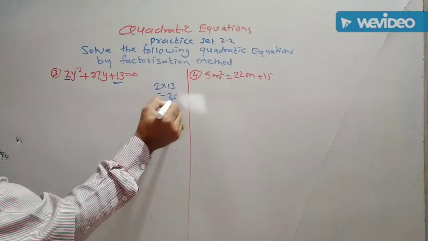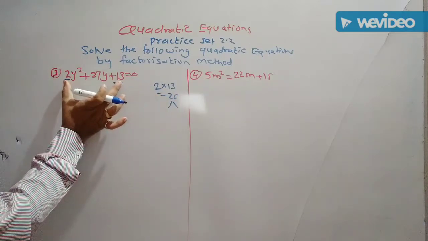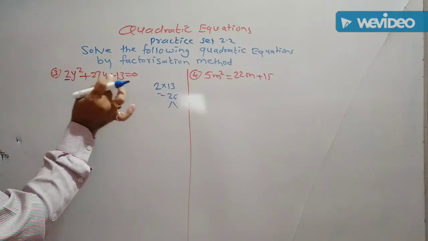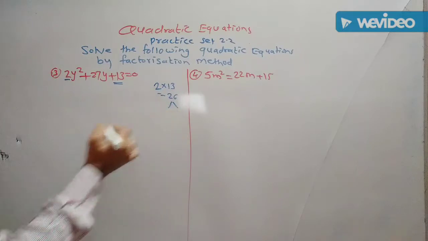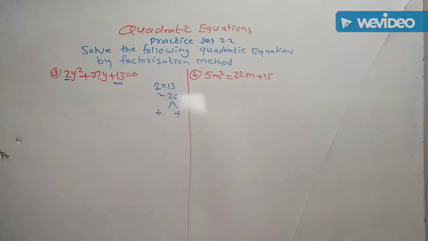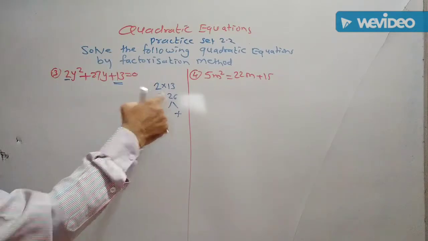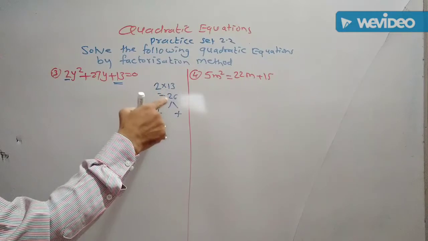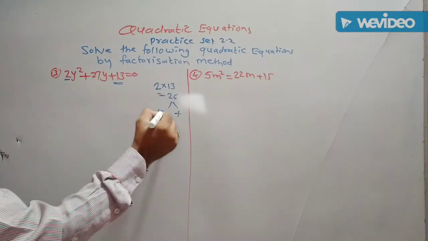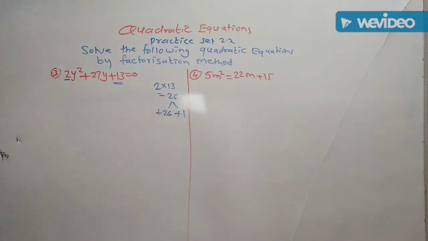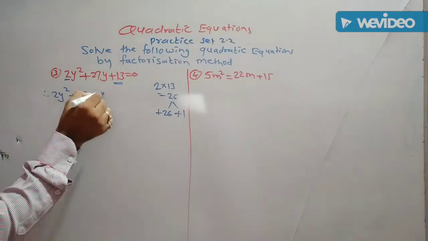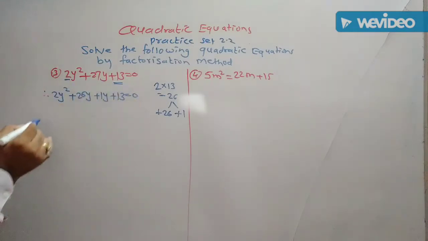13 into 2, 26. That means we have to find the two numbers having the product as the coefficient of the square term and the constant term. Now 2 into 13, that is 26. Product is positive, middle term is positive, therefore both the numbers are positive. Now factorize it, find the two numbers such that their product is 26 and addition, because product is plus, therefore addition is 27. Therefore we take here 26 and 1. Now 2y square plus 26y plus 1y plus 13 is equal to 0.